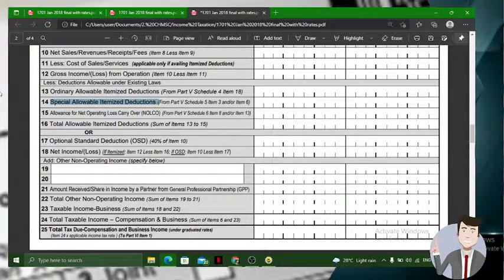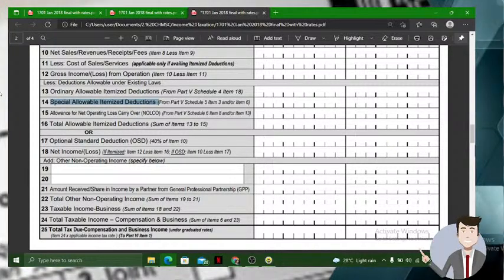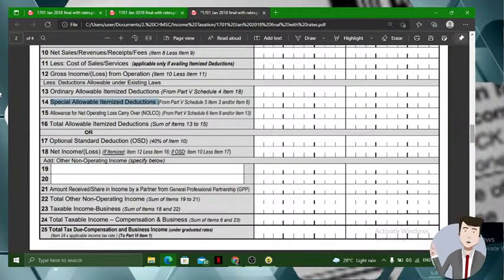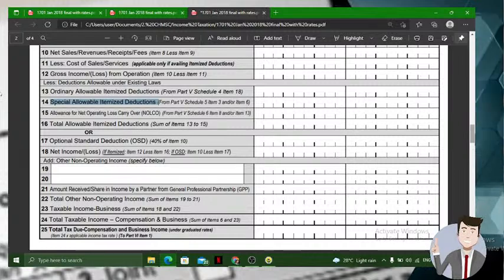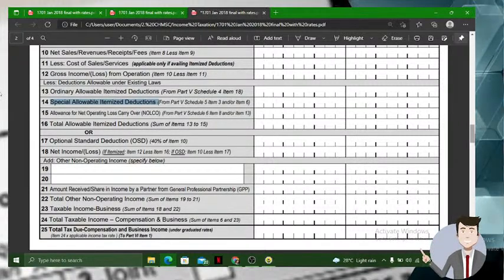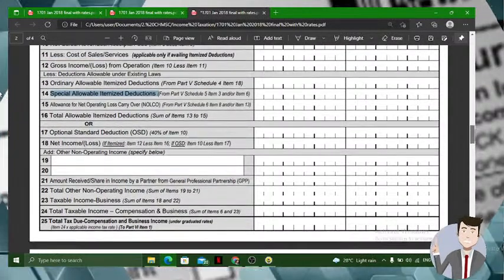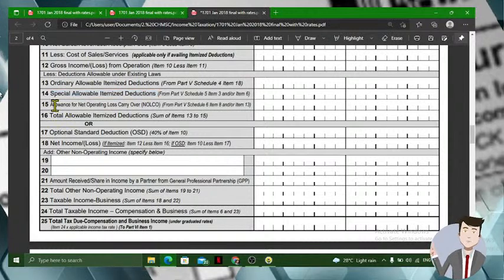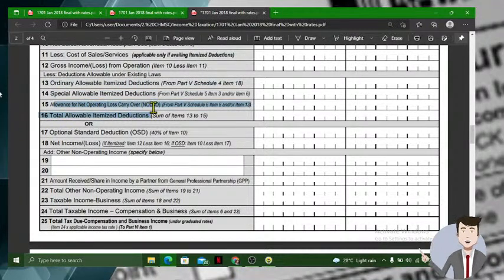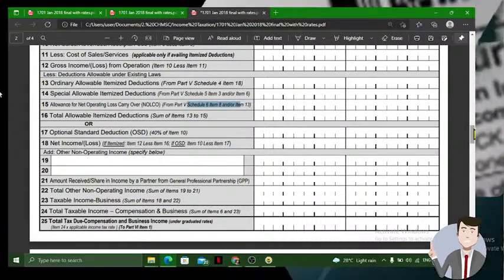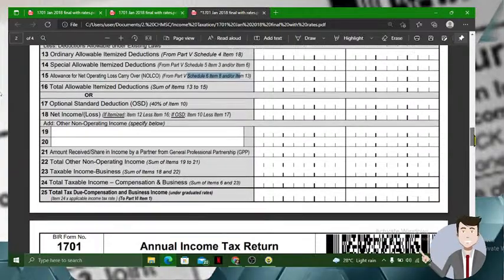So guys, the important thing is page 2 of our BIR form because this is the detailed computation. So page 3 and below are just supporting schedules. Okay? So we are on page 2. Next, allowable net operating loss carryover or NOLCO. Okay? So let's proceed to schedule 6, items 8 to 13. Schedule 6.